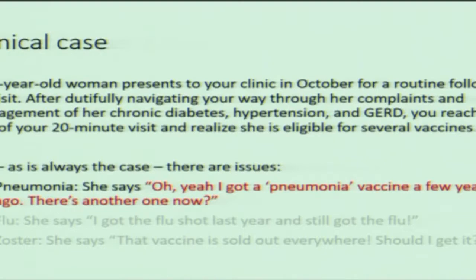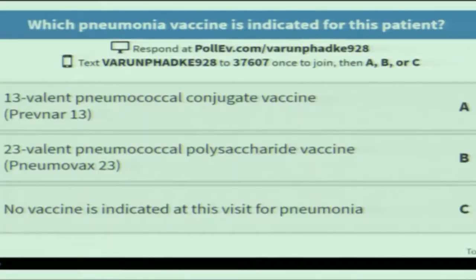So that brings us back to the clinical case where our patient tells us, oh yeah, I got a pneumonia vaccine a few years ago, which probably was the polysaccharide vaccine. And so that brings us to a very common clinical dilemma in our clinics, which is, which pneumonia vaccine would you give to this patient? So you can log into Poll Everywhere by going to that website on your mobile device, or you can text my name 928 to that number, and then answer using A, B, or C.